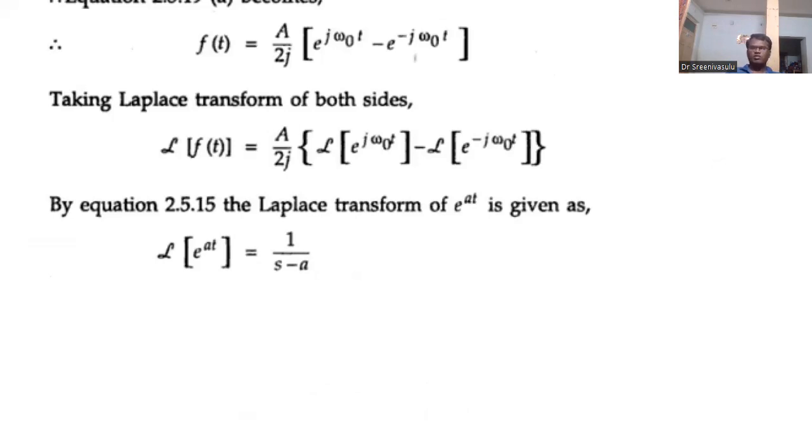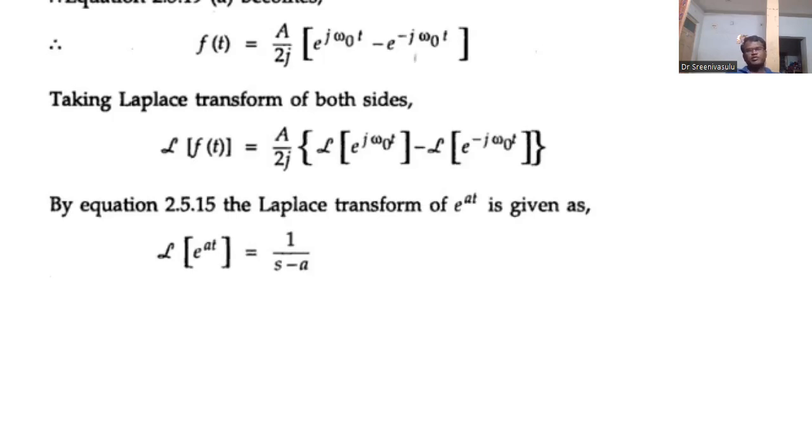It is 1 by s minus a, and the corresponding ROC is real part of s greater than a. We have a pole at s is equal to a, so it is a right-sided signal. So the ROC is also right-sided: real part of s is greater than a. Now, if you observe here, instead of a, we have j omega naught. You need to notice this.